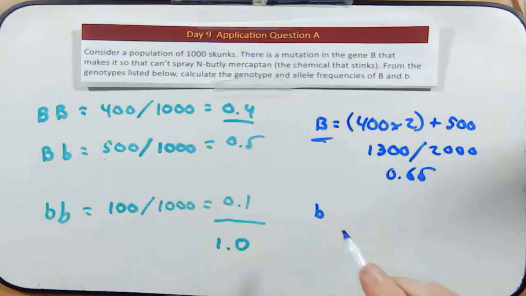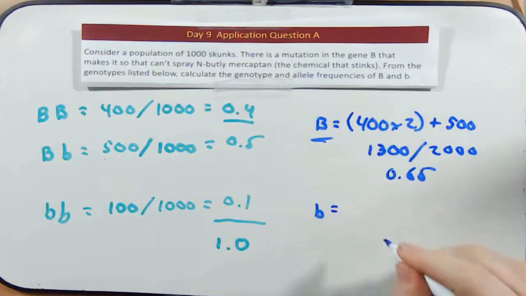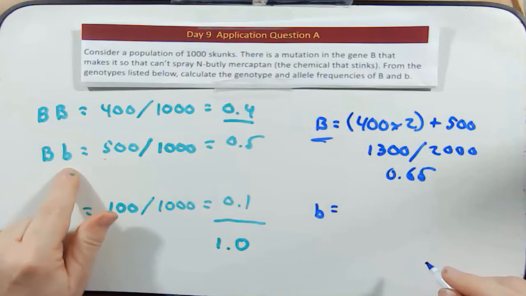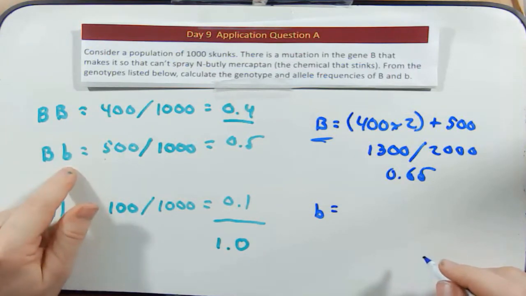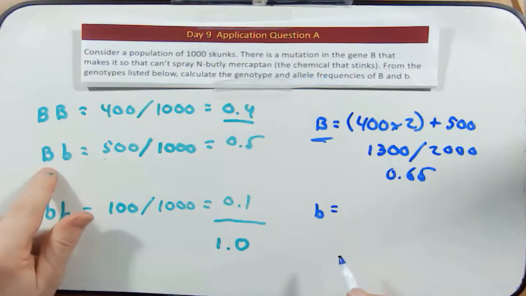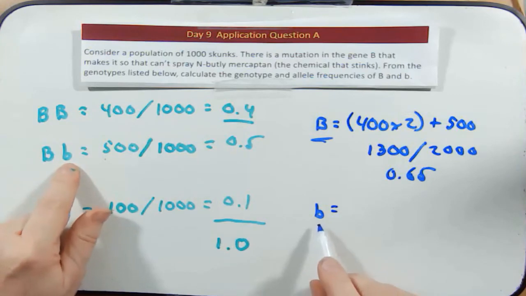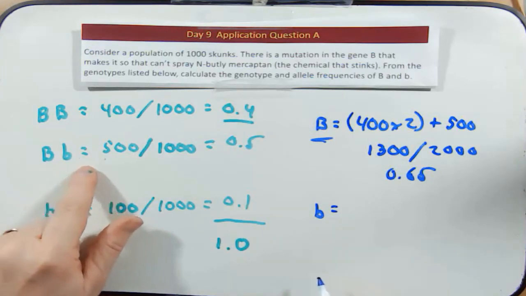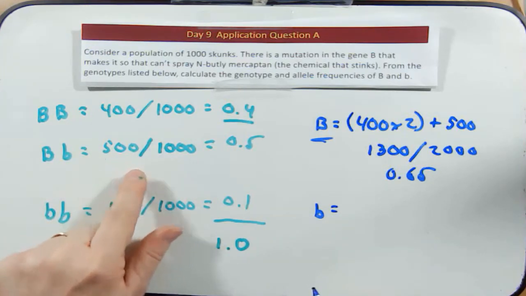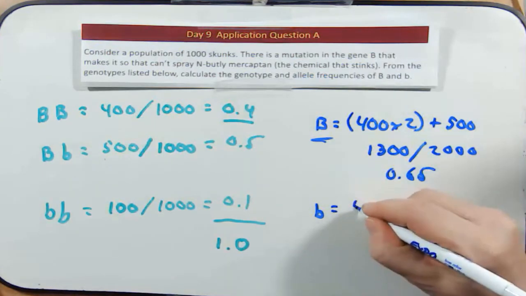Now let's calculate the little b alleles in this population. We know that the heterozygotes here, they each have one big B allele, but now we're looking at little b alleles. So each one of these individuals, these 500 individuals, has one little b allele. So we put 500 here.